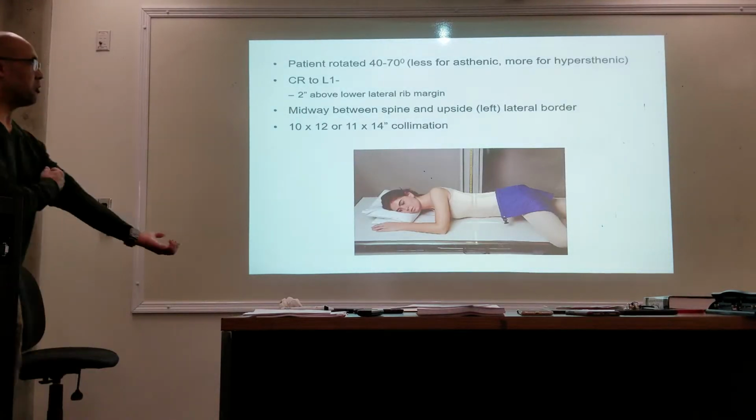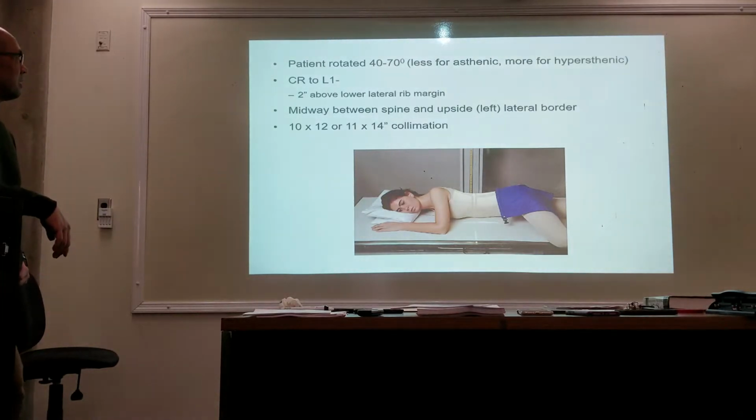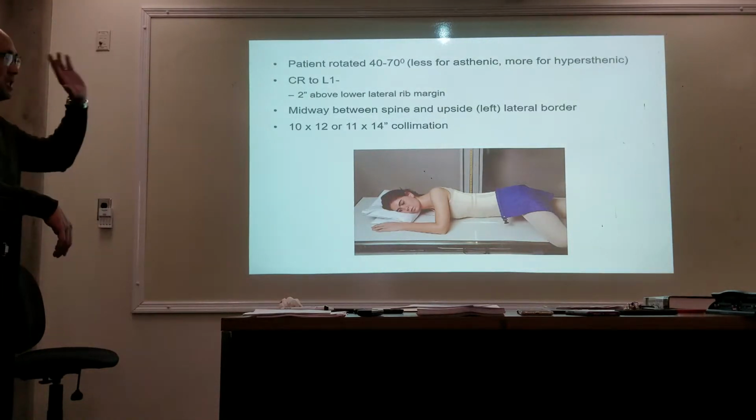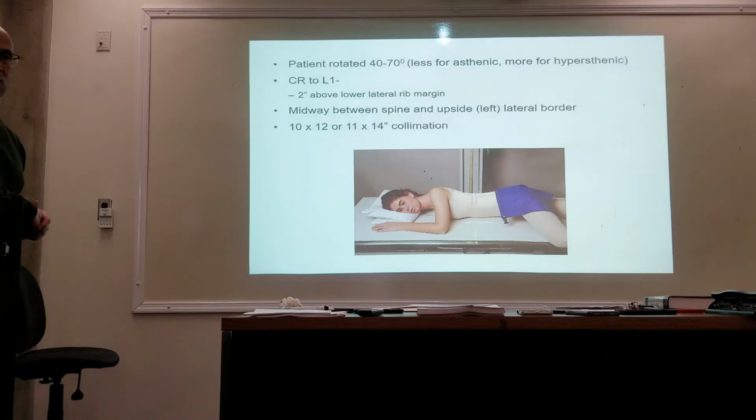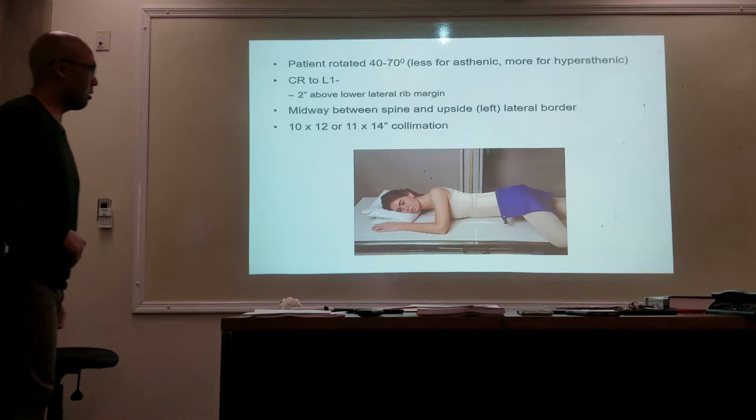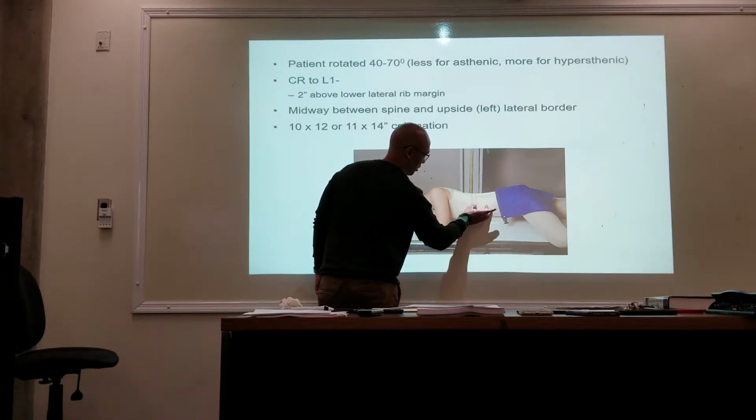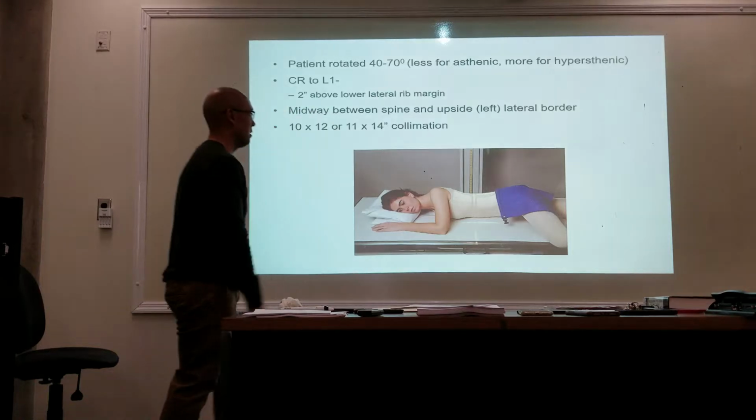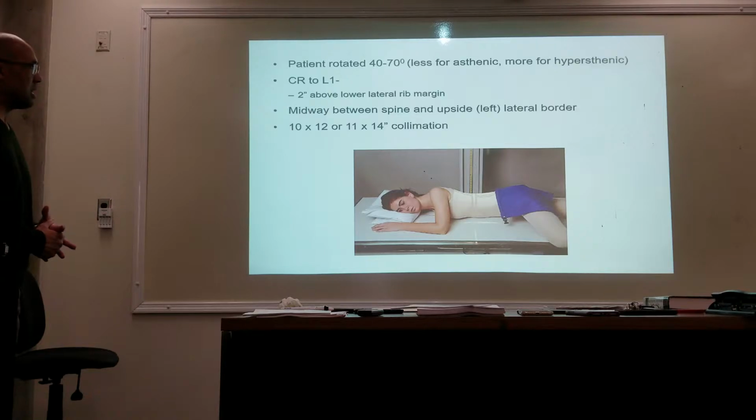So the patient's rotated 40 to 70 degrees, less for asthenic, more for hypersthenic. Center at the level of L1. Again, I just put one criteria up there, 2 inches above the lower lateral rib margin. I think that's the way your book has it listed. To find L1, you're going to do 2 inches above the lower lateral rib margin. So you go feel for the ribs, the bottom of the rib cage, and then you're going to go 2 inches from the bottom of the rib cage. And then midway between the spine and the upside lateral border, which is the left side.